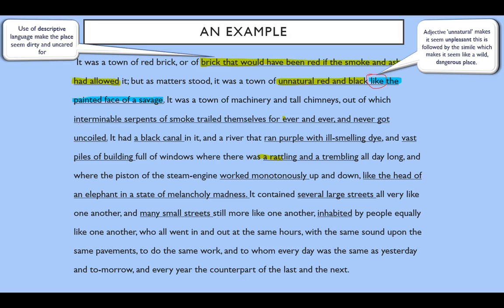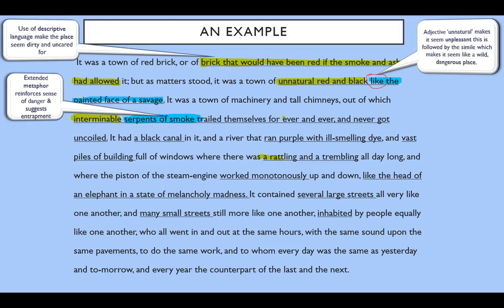And interestingly, at the end of this first sentence, Dickens employs a simile to describe the town. He says it is like the painted face of a savage. So not only is it dirty and uncared for and unnatural, but that simile suggests to us that it's also wild and untamed and sort of a new frontier, if you like, a little bit like the American people going over to colonise America in various places and coming up against the indigenous people there. It becomes a dangerous place.